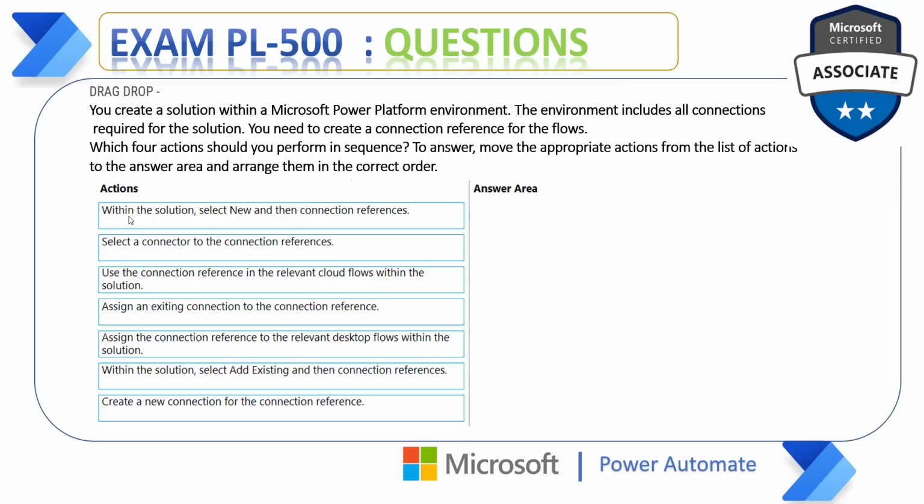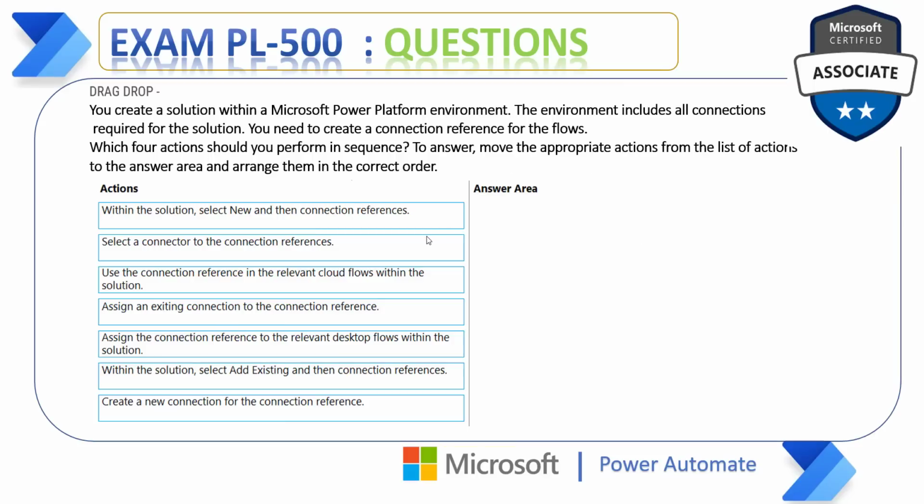Now if you go for the first action, within the solution, select New and then Connection references. Yes, this is the correct action, because in the given solution, to create a new connection reference, we have clicked on New and then selected Connection reference. So action 1 is correct. Now coming to the second one, select a connector to a connection reference. The second action also is correct because we have selected the connector to the connection reference.